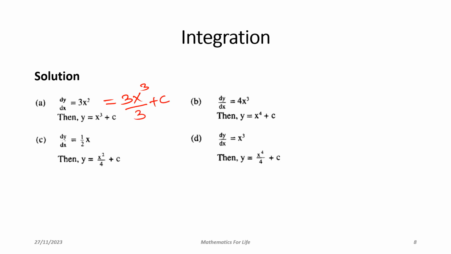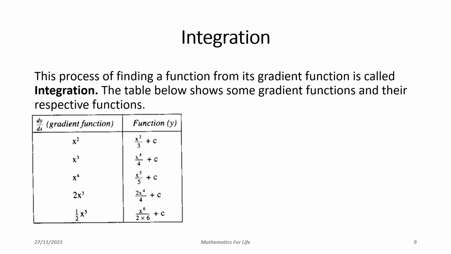So the 3 and these 3 will cancel out, so that we are remaining with x cubed plus c, hence our function becomes y is equal to x cubed plus c. The other 3 are also done the same way, and the resulting answers are indicated in each of those particular cases. So this process of finding a function from its gradient function is what we call integration. So when you're told to integrate, what that basically means is that you need to determine what the initial function was from the given gradient function.